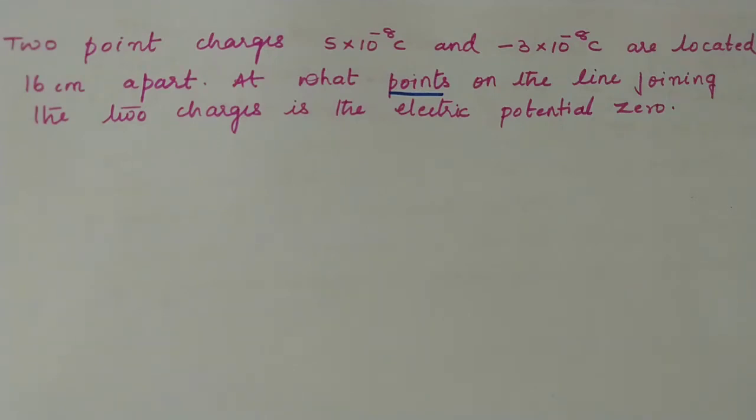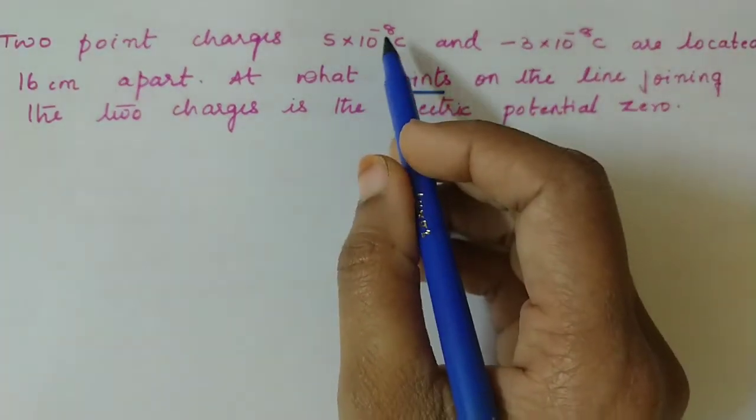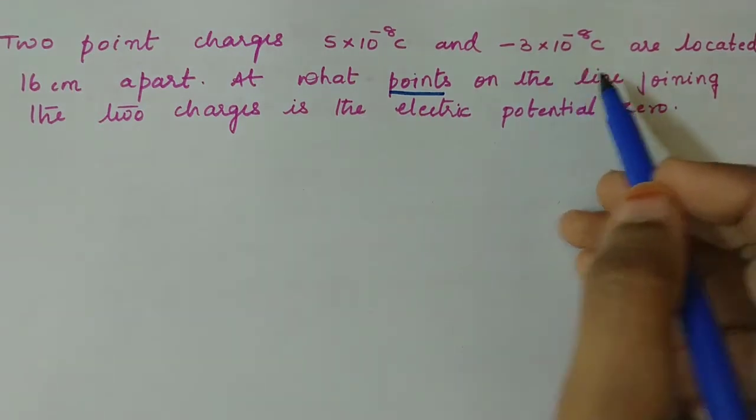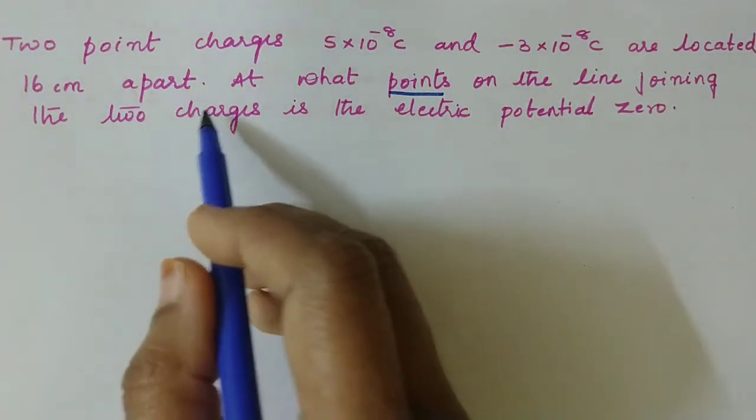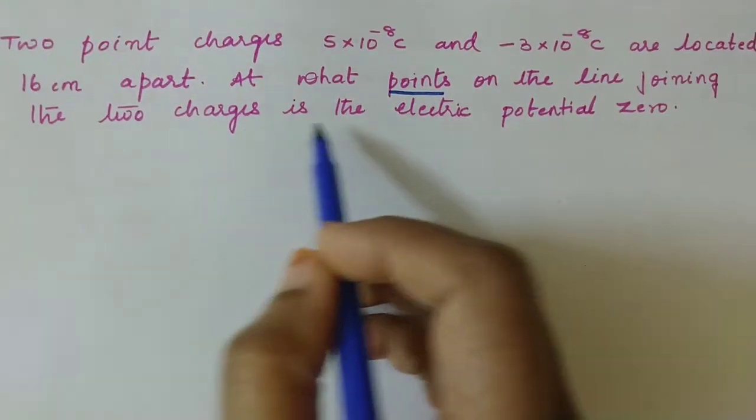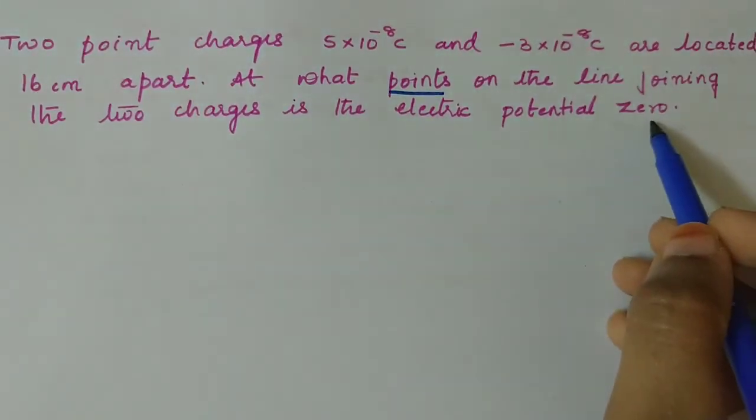So in today's lecture, we'll be discussing a few numericals related to electrostatic potential and potential energy. To start with the first question, there are 2 point charges, 5 into 10 power minus 8 and minus 3 into 10 power minus 8, which are located 16 centimeter apart. And they are asking you at what points on the line joining the 2 charges is the electrostatic potential 0.